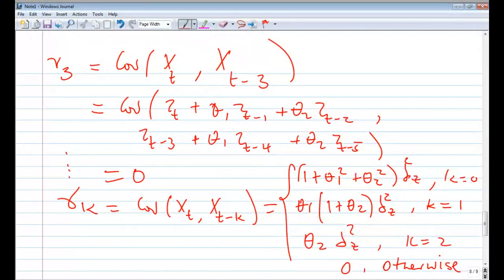Sir, on the otherwise, can they be greater than 2? Yes, you can just say 0 for k greater or equal to 3, or 0 for k greater than 2, or 0 otherwise. It's the same thing.